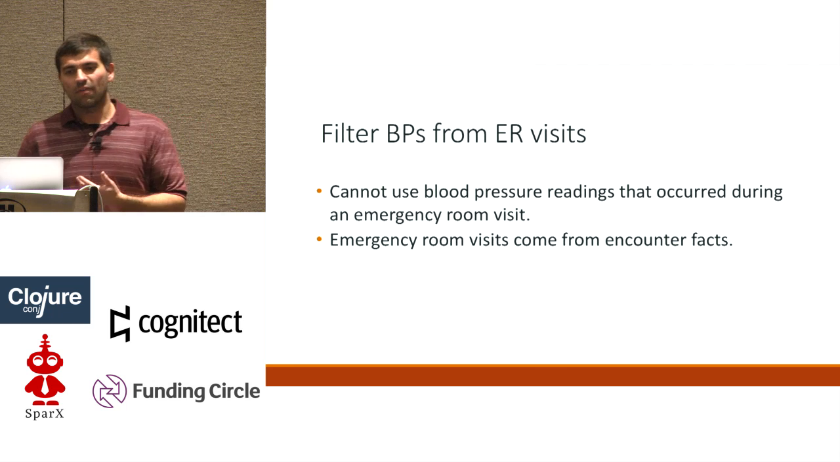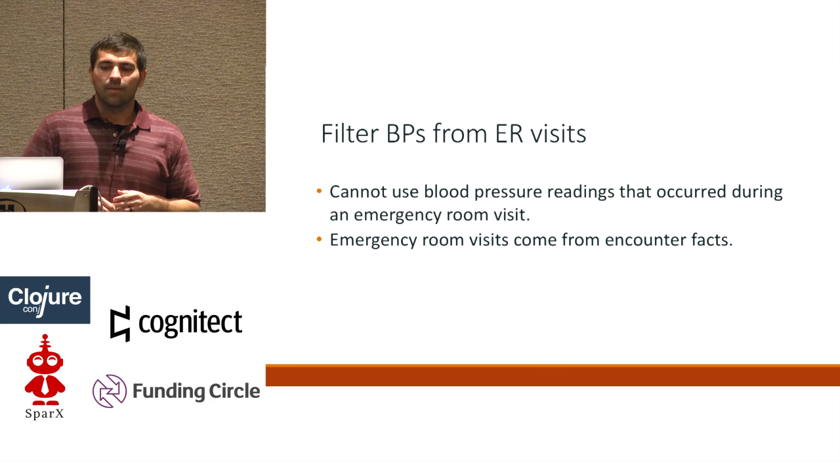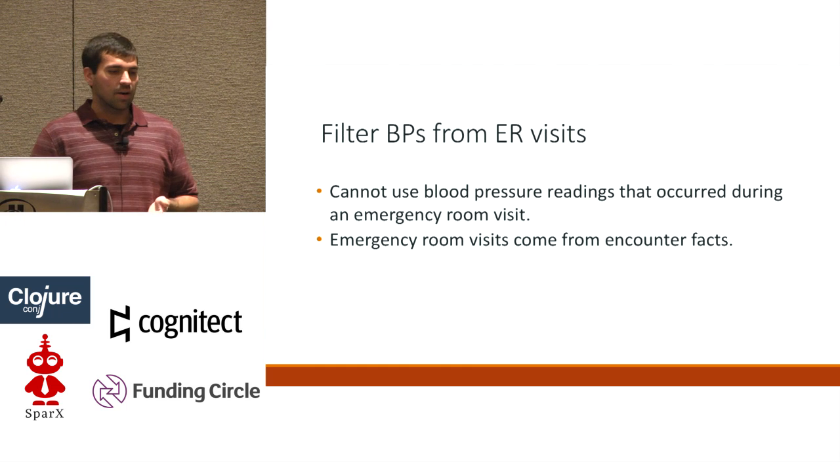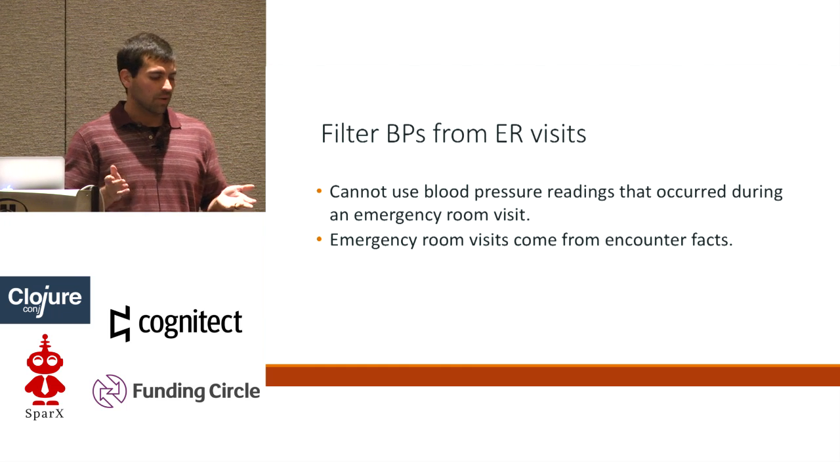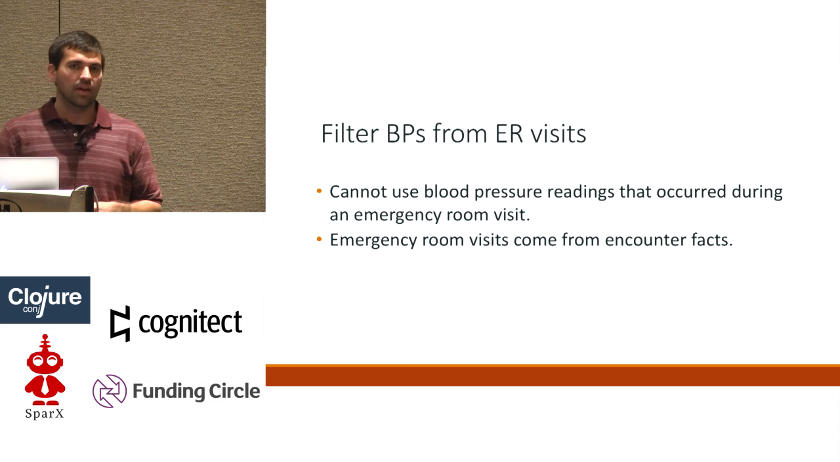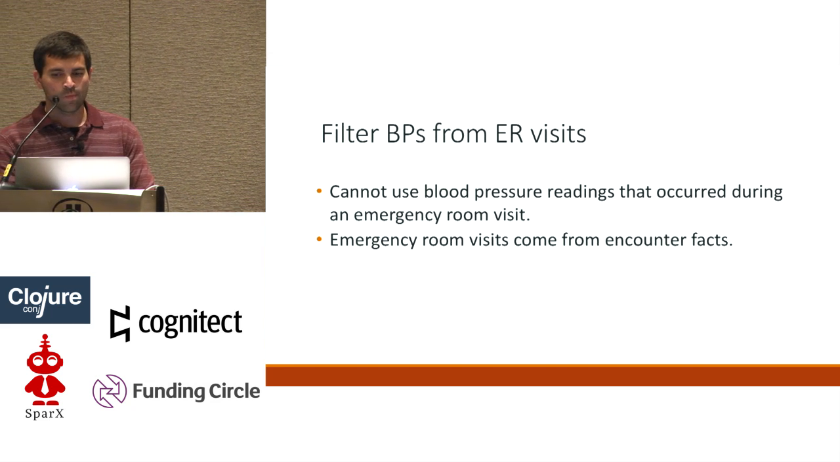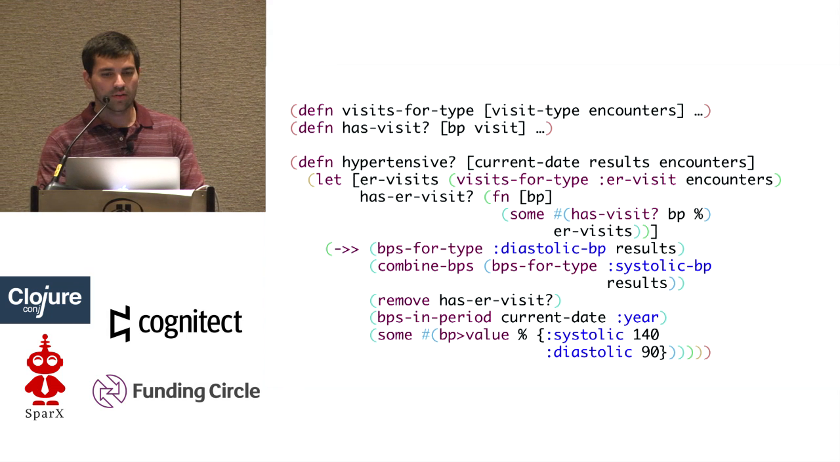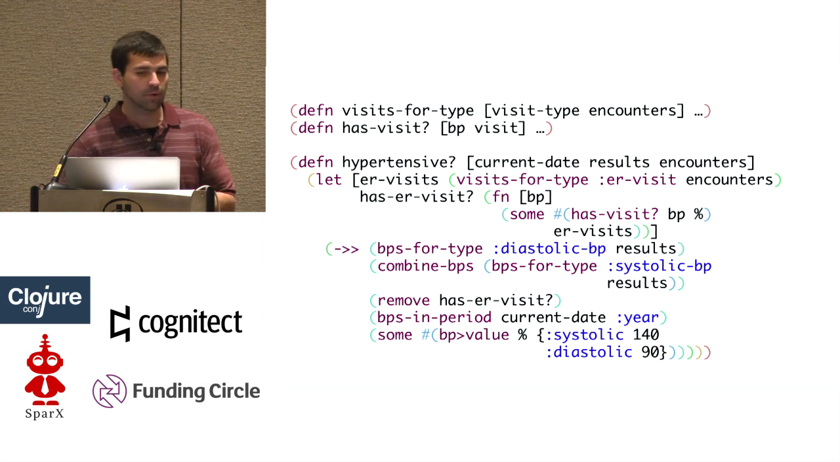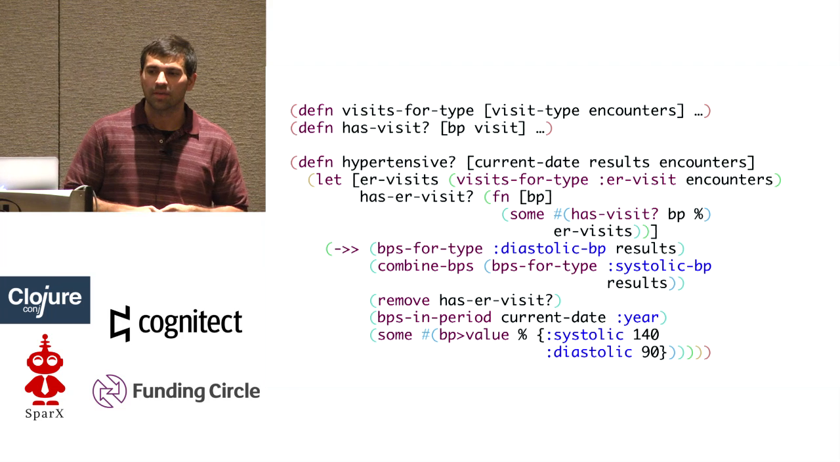So you don't want to say they have high blood pressure just because they're hurt or something. So the emergency room visits come on a different kind of fact. Let's say they come on a model we're calling encounter. And we just want to get rid of blood pressures when they occurred with that emergency room visit. Going back to that hypertensive function from before, I'm just extending it to deal with the new logic, the stuff about emergency rooms now.